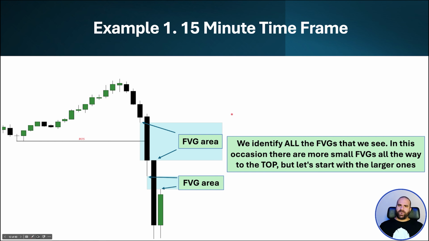What are we doing? We are identifying now, as an extra rule, still on the 15-minute time frame, all of our fair value gaps. In this occasion, since we have broken below, those are called bearish fair value gaps.